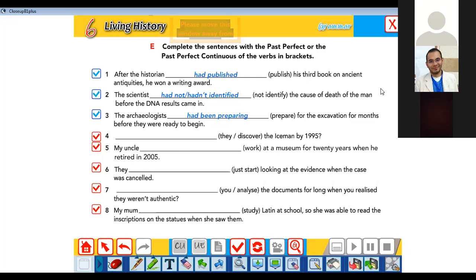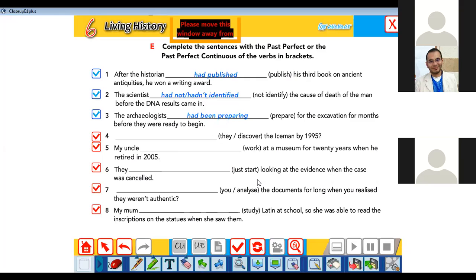Had they discovered? They had discovered. Had they been discovering? I think it will be the past perfect. Had they discovered? No, they had discovered. Right, it's okay. By the way, it's a question, so we have to start with had, because this is a question. And as you know, in a question we start with the helping verb.